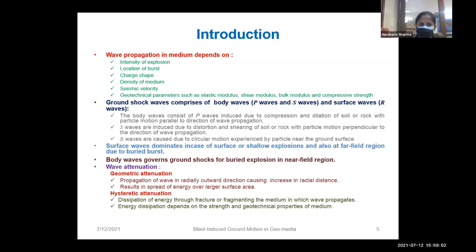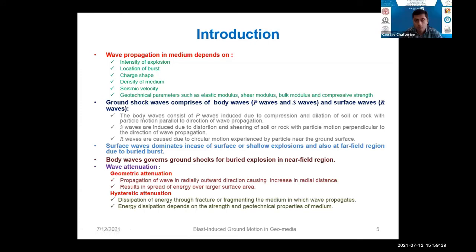the wave. Normally, surface waves dominate the surface or shallow explosions, and far field regions. Far field region means when the distance between the explosion and the structure is too far. In that case, it is called the far field region, whereas the near field region is when the structure is located near the explosion center. Body waves govern the ground shocks for buried explosions or in near field regions.